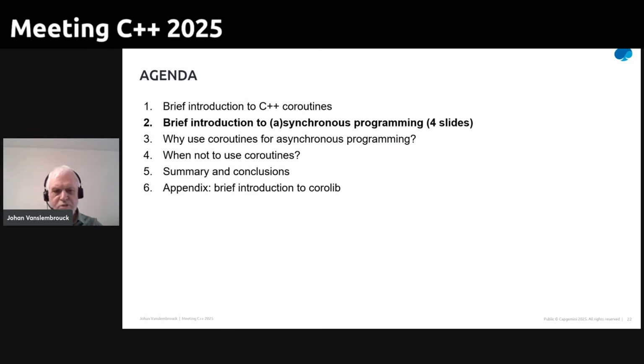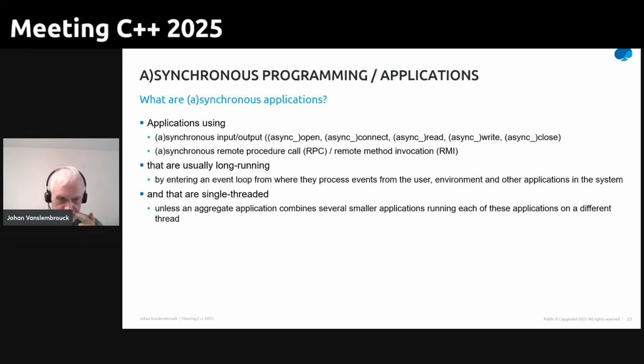Now something about synchronous and asynchronous programming. That's the target where we're going to use coroutines. So what is a synchronous or an asynchronous application? In my vision, it's applications using synchronous or asynchronous input and output. Synchronous is something like open, connect, read, and so on, something we know for interacting with file systems or with TCP/IP, where you have the connect instead of the open. You still have the read, the write, and then the close. Also, at a higher level, we have remote procedure calls, RPCs, or remote method invocations that can be synchronous or asynchronous.